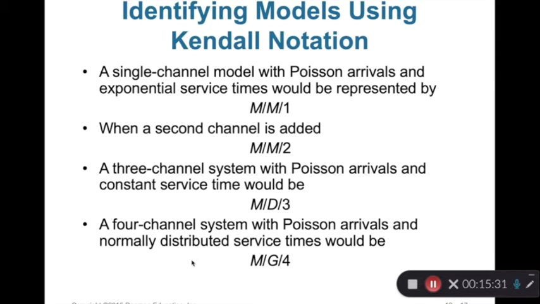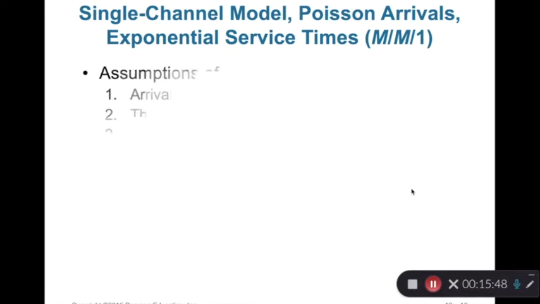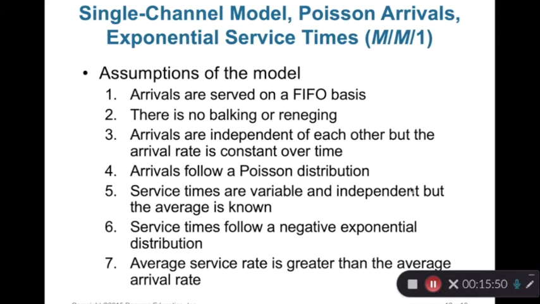Or you can have the fourth channel. You put a 4 right there. And for arrivals that follow Poisson distribution, but the service time follows normal distribution, we use M/G/4. As I said, we focus on M/M/1 in this chapter.